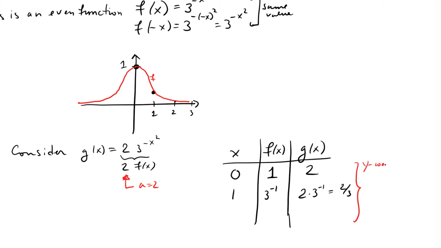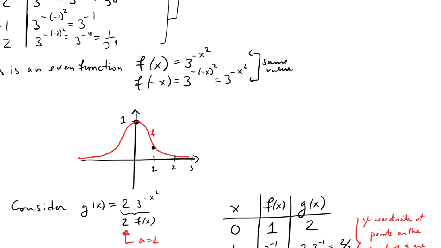So y coordinates of points on the graph of g are twice those on the graph of f. So for instance, at 0, I'm twice as high, I'd be here. At 1, I'm twice as high, I'd be there. At 2, I'm twice as high, I'd be here. So you can see that g would look like this. So what it creates is a vertical stretch of our curve.